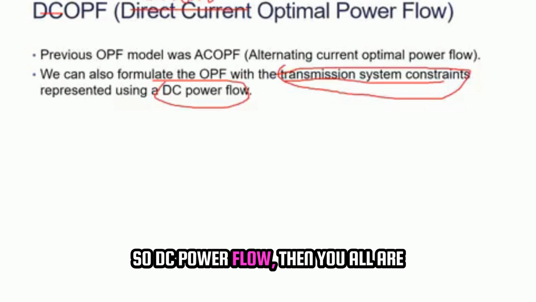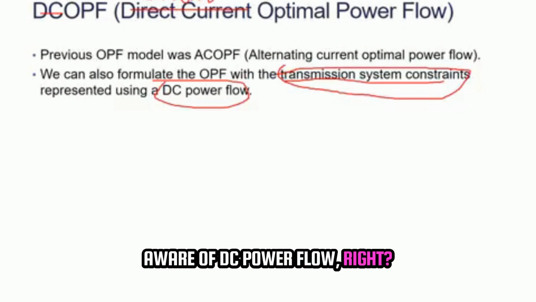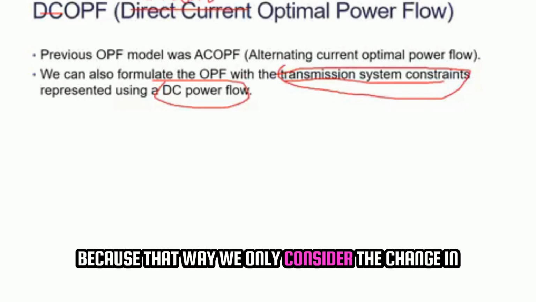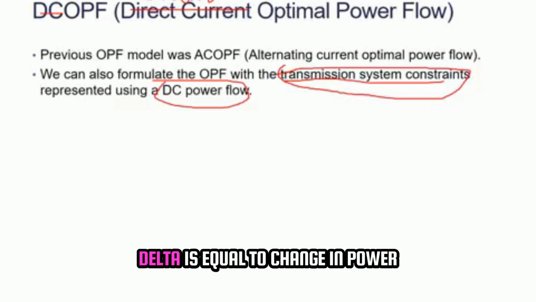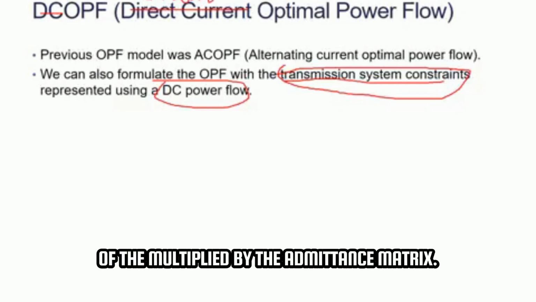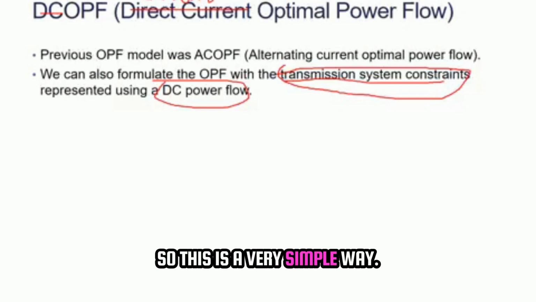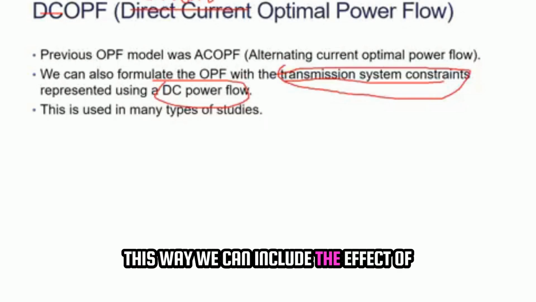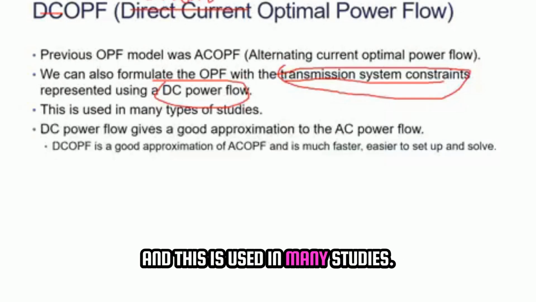Good. So DC power flow, you all are aware of DC power flow, right? Because that way we only consider the change in delta is equal to change in power multiplied by the admittance matrix. So this is a very simple way. This way we can include the effect of transmission system constraints, and this is used in many studies.